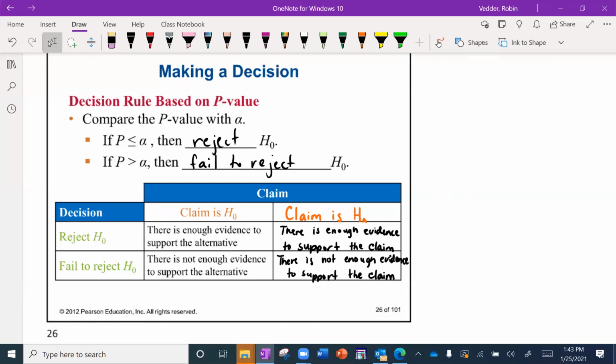When we fail to reject the null and the claim is the null, we say there's not enough evidence to support the alternative. Finally, if we fail to reject the null and the claim is the alternative, there is not enough evidence to support the claim.